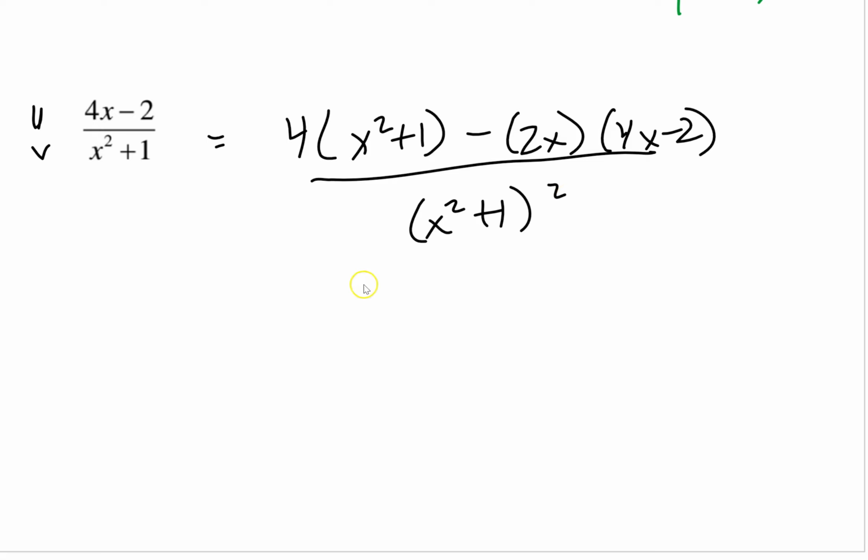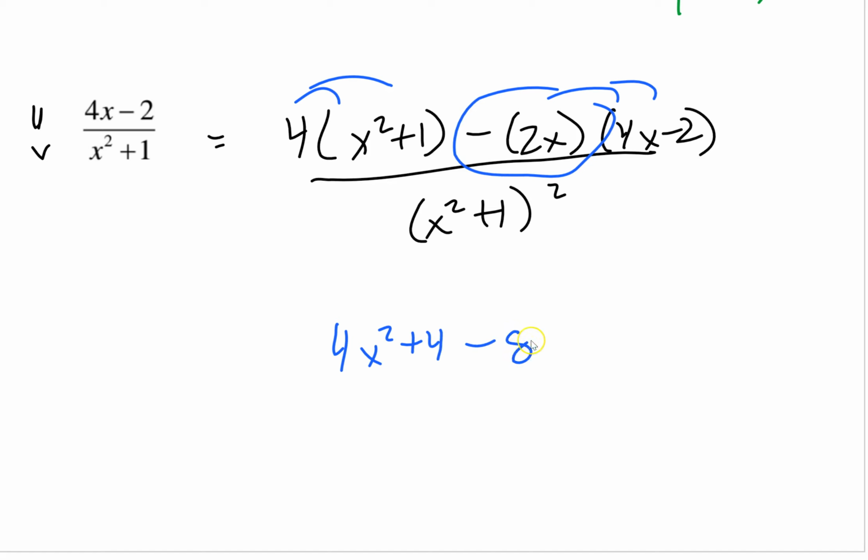So again, as I always say, if they don't specifically ask you, you are done, you can stop there. If they do, if they say put it in a form like this, then you could always distribute all of this. So you get 4x squared plus 4 minus 8x squared plus 4x, all over the bottom.